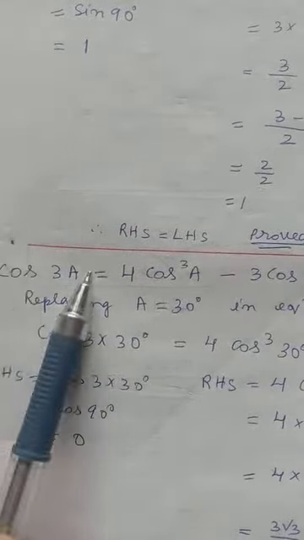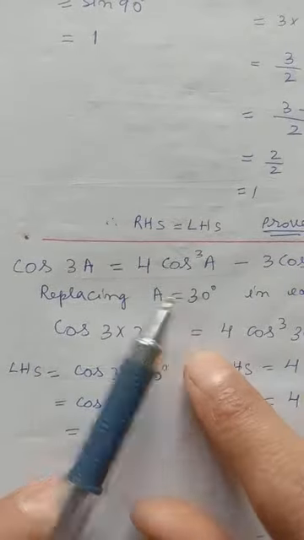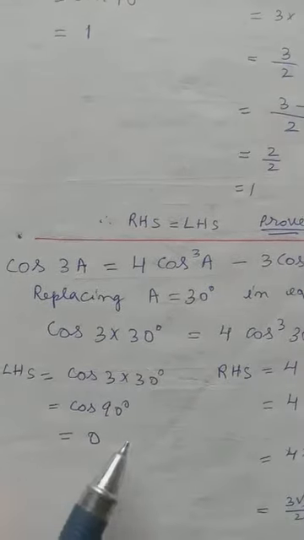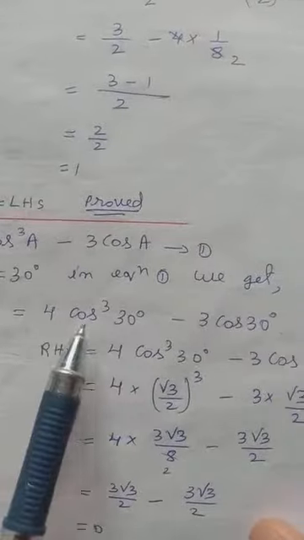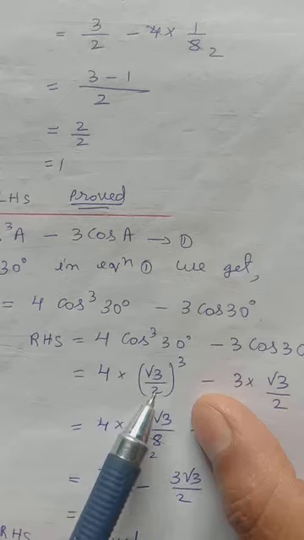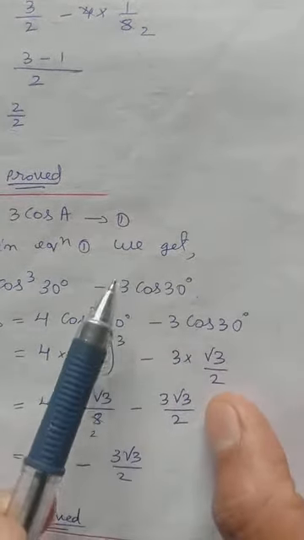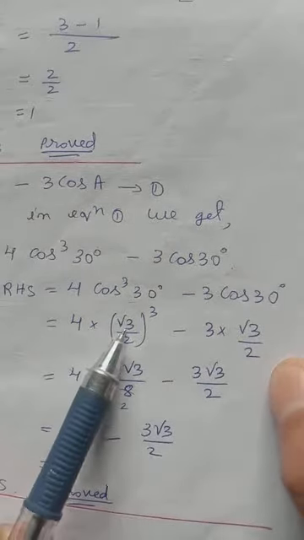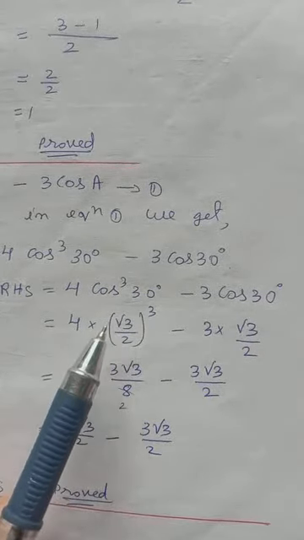We have to prove that the left equals the right. So first, in place of A, let's put 30 degrees. So 3 into A, 3 into 30 will be 90. Cos 90, check yourself with the help of the table, equals 0. Then here we have 4, let it remain 4. Cos 30, check from the table, root 3 by 2. Here we have power 3, so let's put power 3. Minus 3 from the question. Cos 30, we know root 3 by 2. Here you have to multiply 3 times: root 3 into root 3 into root 3. So there will be 3 root 3.